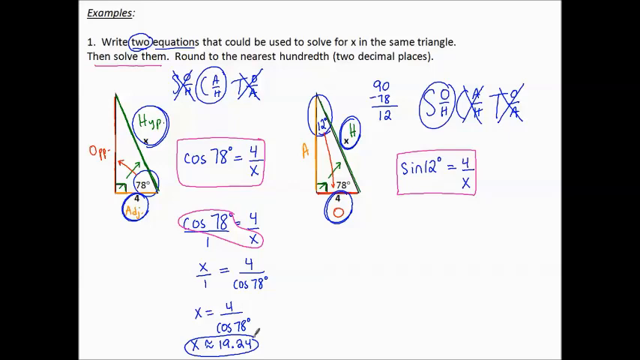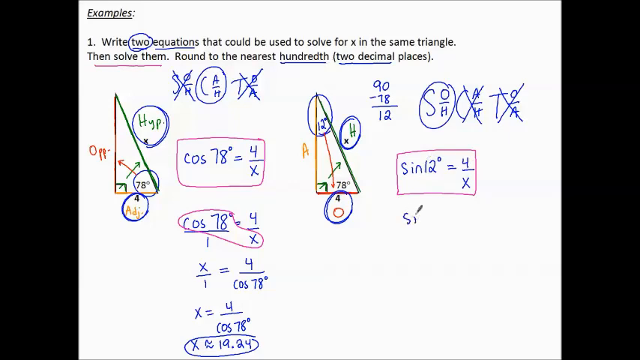So remember to look for how to round. Hundredth means 2 decimal places. Now be careful because it won't always say how many decimal places. It might use the word hundredths or tenths or thousandths. You have to know what that means.